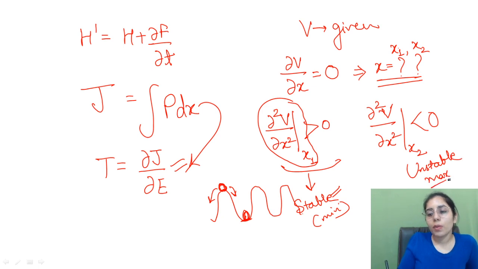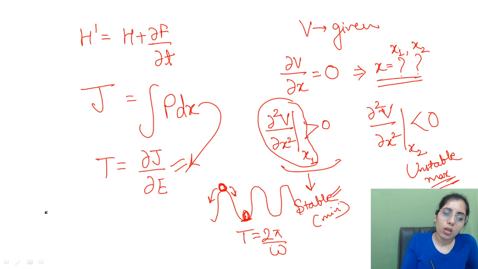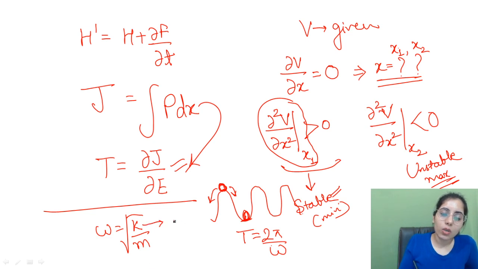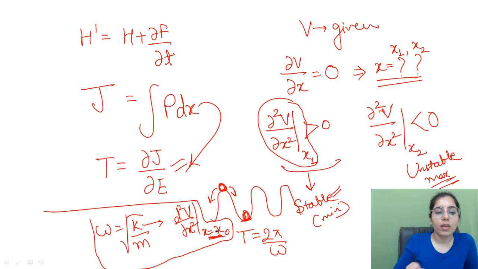Now, after knowing about maxima and minima, as per the question you need to take the next step. If they have asked you to find the time period, that is T equal to 2 pi by omega, or if they have asked you to find omega, which is the angular frequency, then omega is equal to root k by m. What is k exactly? k is equal to d2V upon dx square at that particular value of x, the stable equilibrium point or unstable or whatever they have asked in the question. That point you need to consider here. That will be the k value.